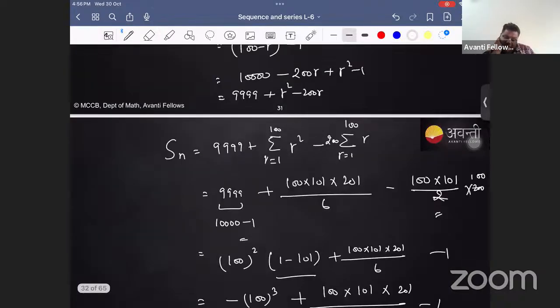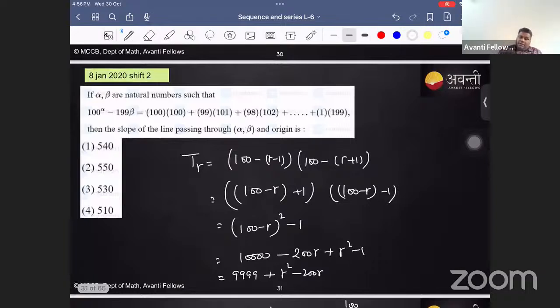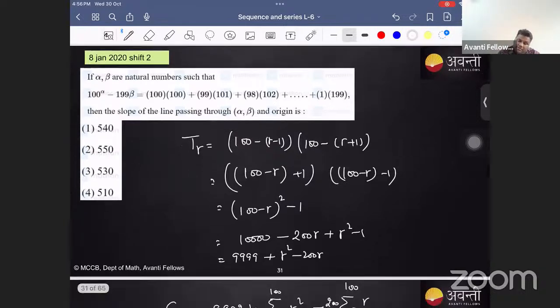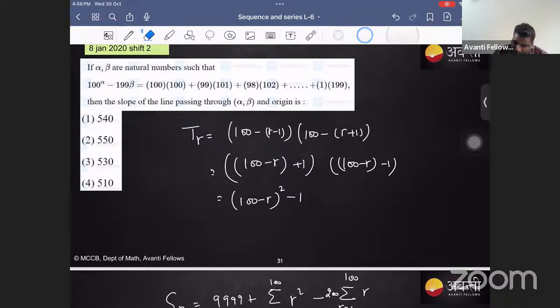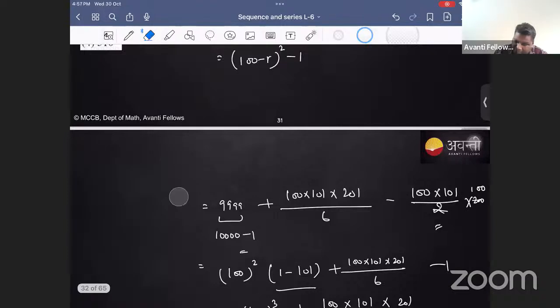So let's correct everything. The rth term is 100 minus r minus 1, 100 minus r plus 1. So it is 100 minus r plus 1, 100 minus r minus 1. So I convert it into a square minus b square. So it is 100 minus r whole square minus 1. So it is 100 square minus r square. Okay, this can be done a bit easier here only. This is your Tr. Okay, let's do one thing. Just don't open this bracket. Leave everything here.